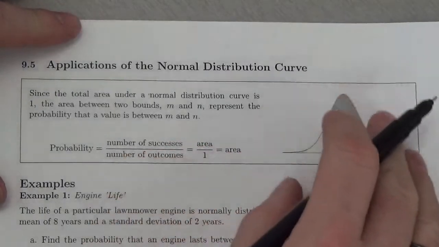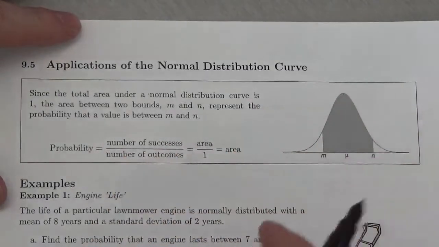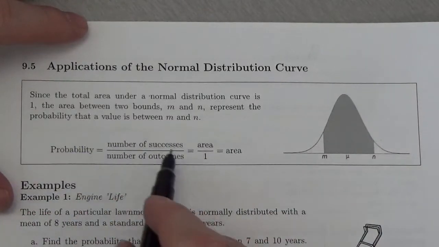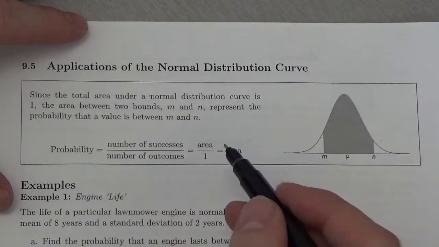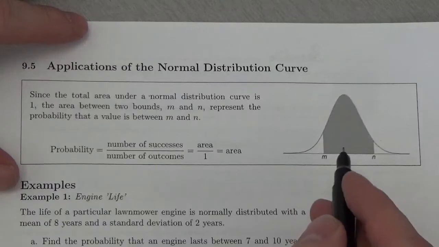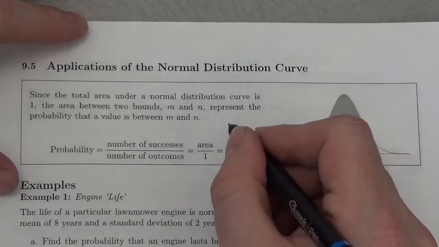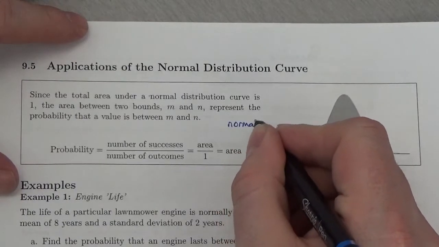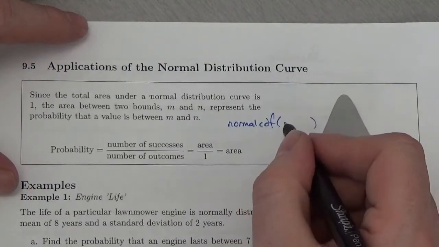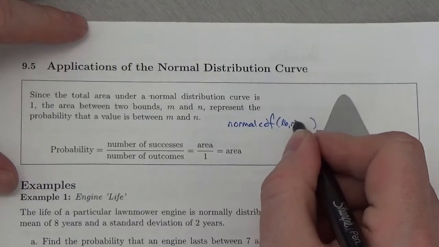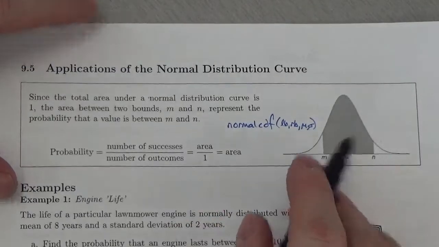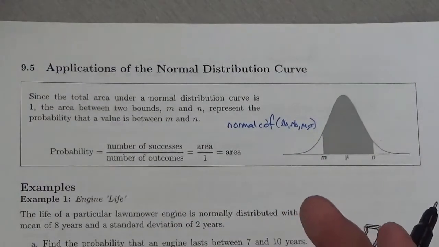So when you add up all the probabilities of all the possible events here, that's going to end up being 1. So the number of successes divided by the number of outcomes is going to equal the area divided by 1, which is just going to be the area under the curve. And remember that the tool that we have for this is that normal CDF on the calculator, where we've got the left bound, the right bound, the mean, and then the standard deviation. Now, let's just go through and do some problems so that you can see how this works.